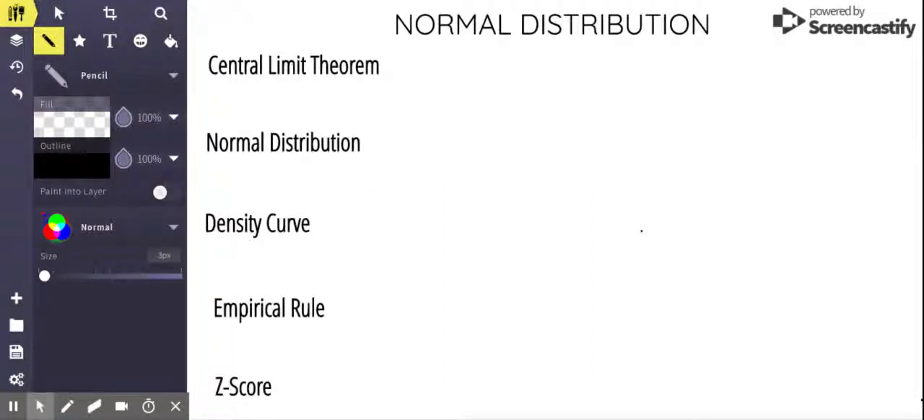And today we're going to explore normal distribution in our lesson of statistics. So let's get started. First we're going to look at the central limit theorem and what that really means.